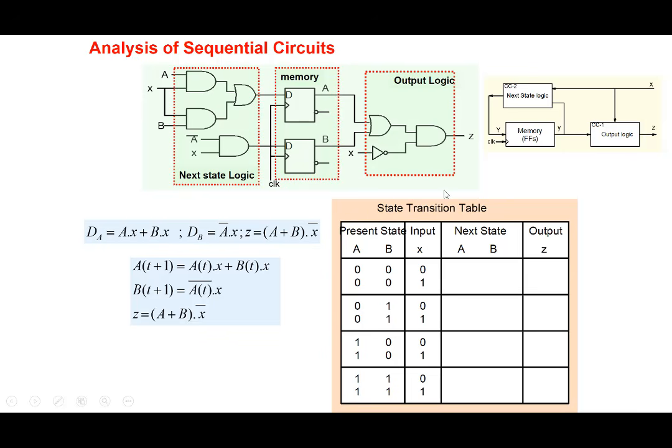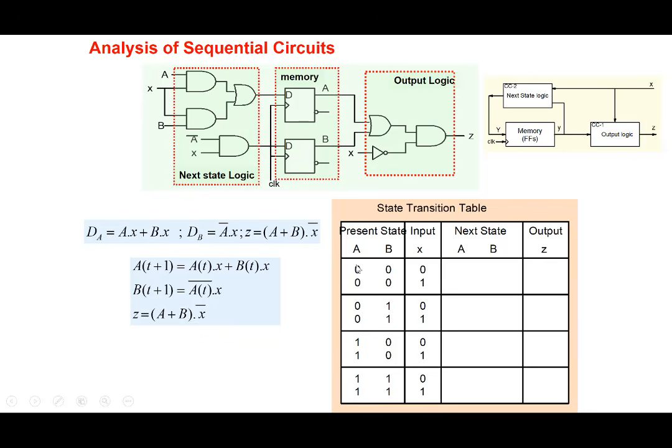If you want to describe how this state of the memory changes in response to the input, we describe it as a state transition table here. In this, A and B are the outputs of the memory and they represent the state. X is the input, and then the next state and the output. The whole description of this particular circuit can be captured in this state transition table. It is there in these equations also, but it makes it more explicit as to what happens.